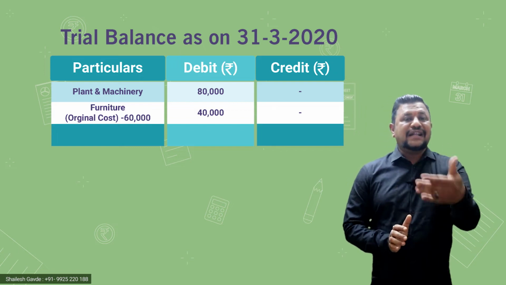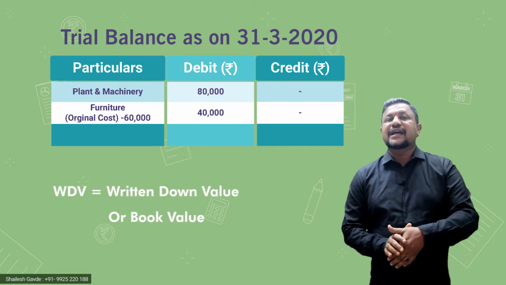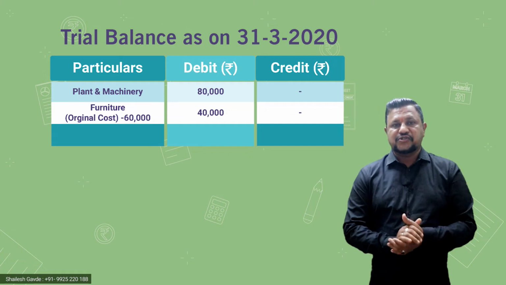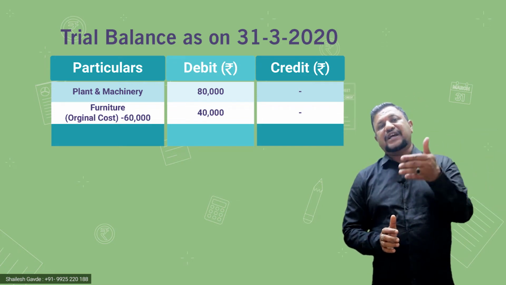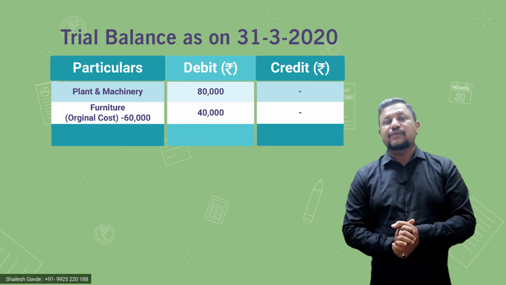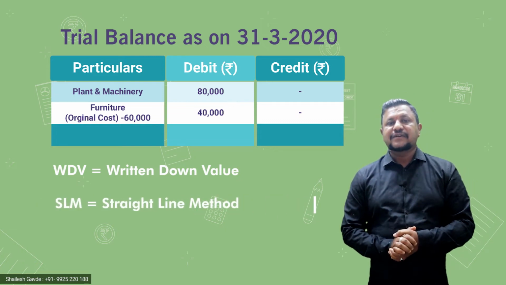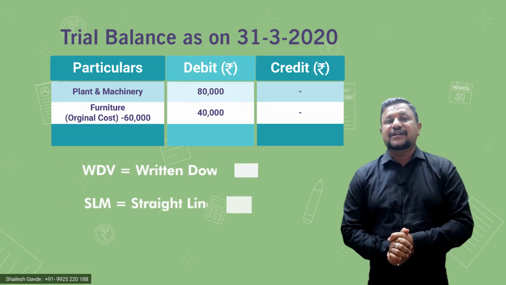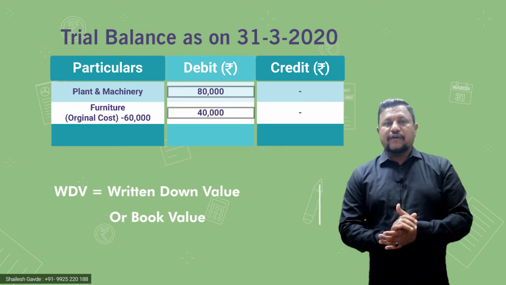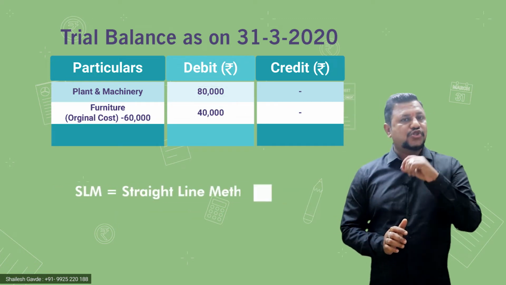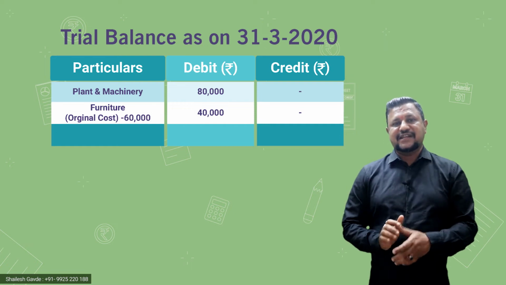Here, the method of depreciation given is, on plant we have to charge by written down value method, and on furniture we have to charge by straight line method. Students, we have already discussed there are different methods to charge depreciation, but in 11th standard we cover two methods, that is written down value method and straight line method. Well, under written down value method, the depreciation is charged on the written down value of the asset, the book value of the asset. Whereas under straight line method, the depreciation is charged on the original cost of the asset.